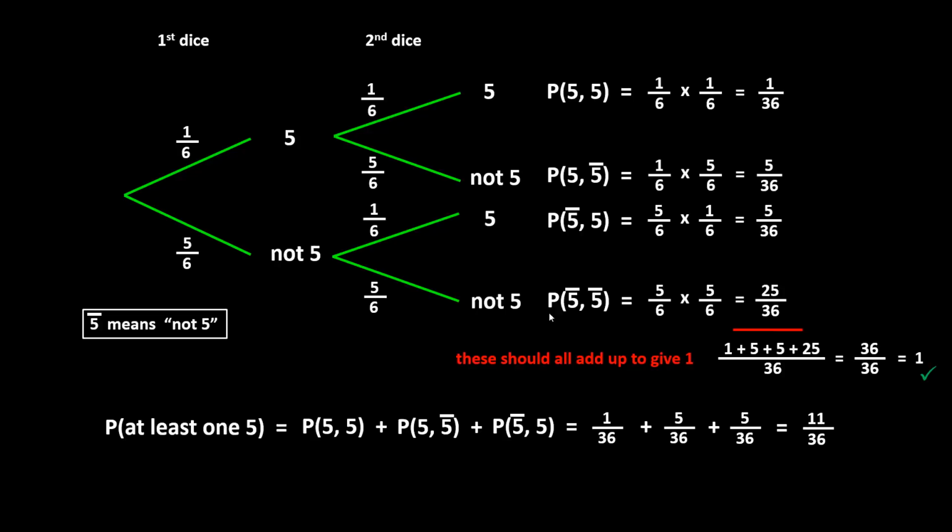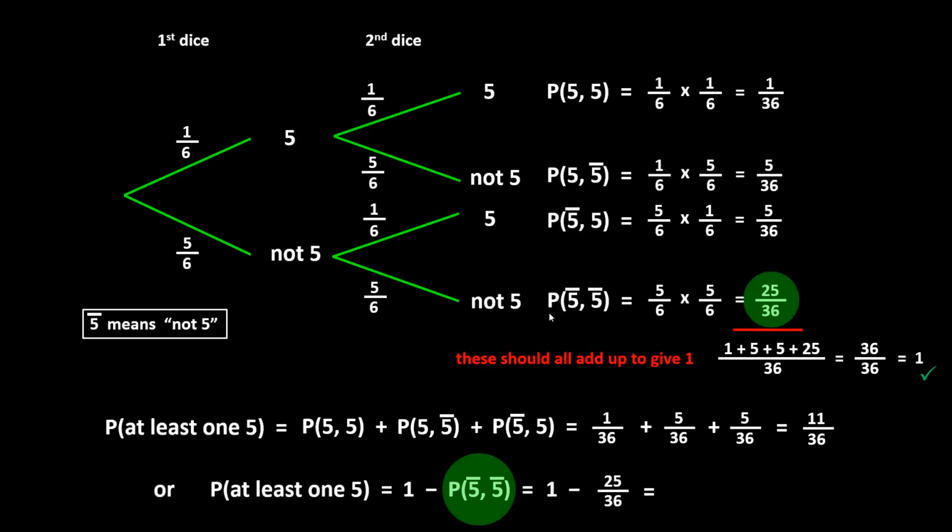We could have done it the other way. We could say, okay, what have we got that doesn't satisfy at least 1 5? So the only thing not satisfying at least 1 5 is no 5s. So we take that away from 1. 1 minus not 5 and not 5. So it's 1 minus 25/36, which fortunately gives us the same.